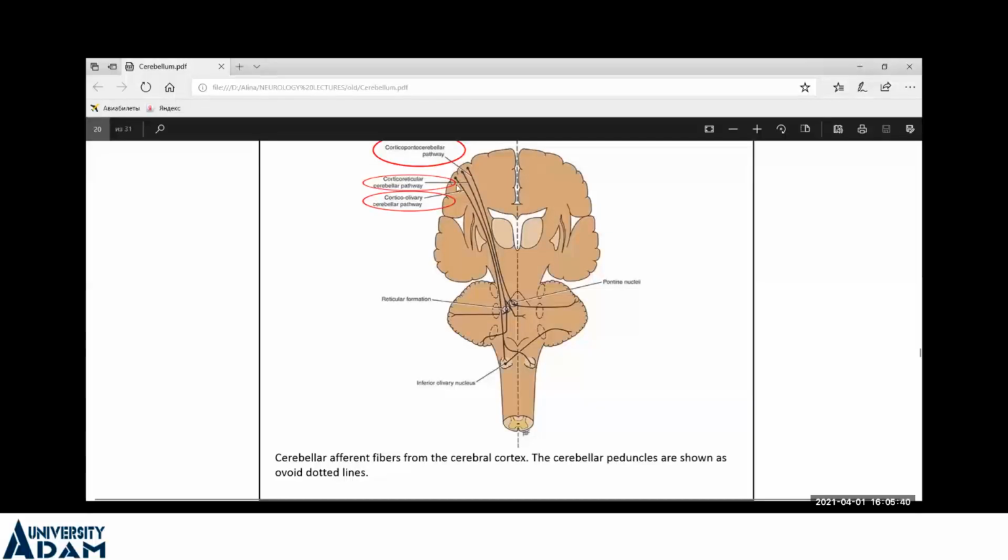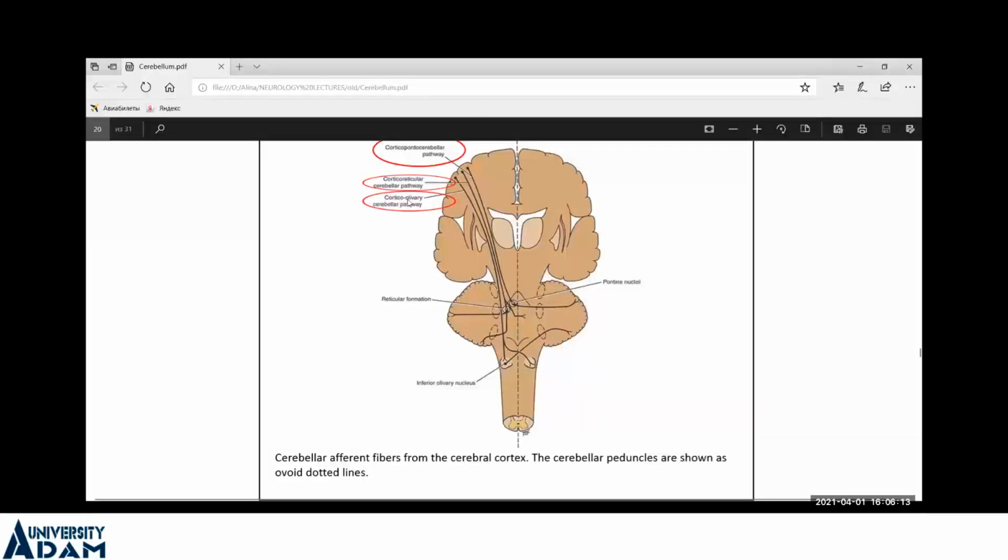Okay, the corticoolivary cerebellar pathway. Okay, so guys, cortico and cerebro, these are the main things. So we can say corticoolivary cerebellar pathway, or we can say cerebro-olivary. Okay, so cortico and cerebro, this is the same thing. So always remember that the pathway will carry the name. The first name will be where the pathway starts.